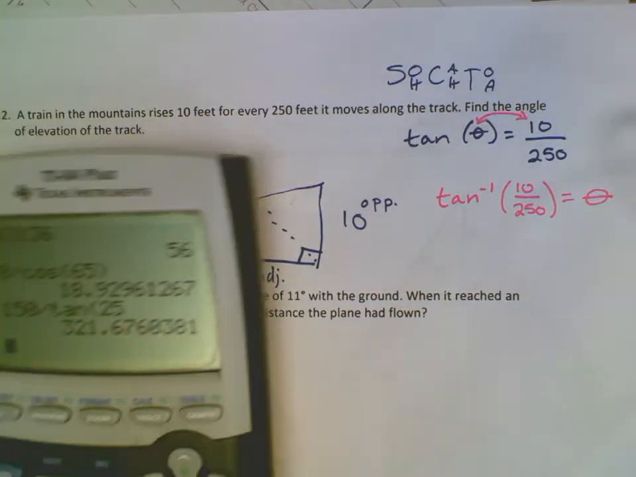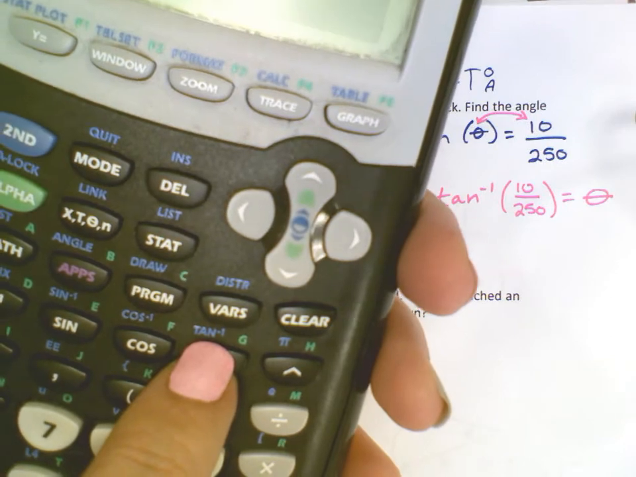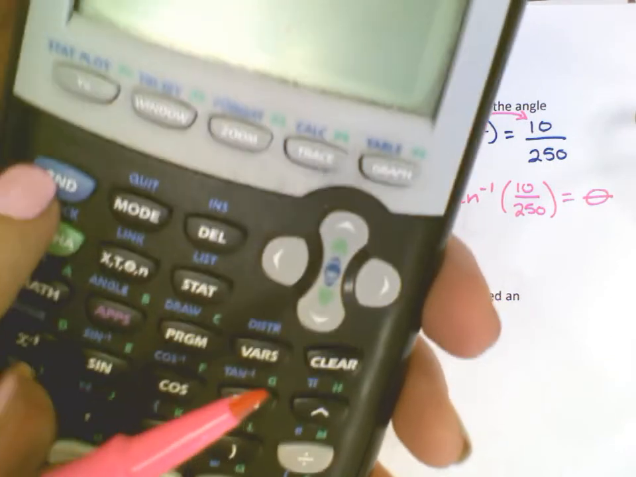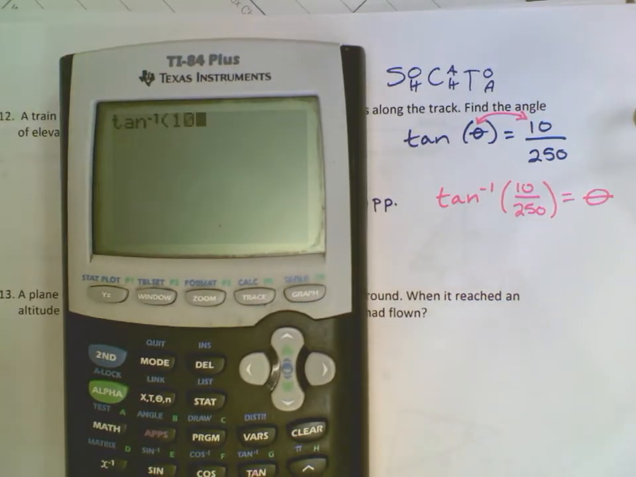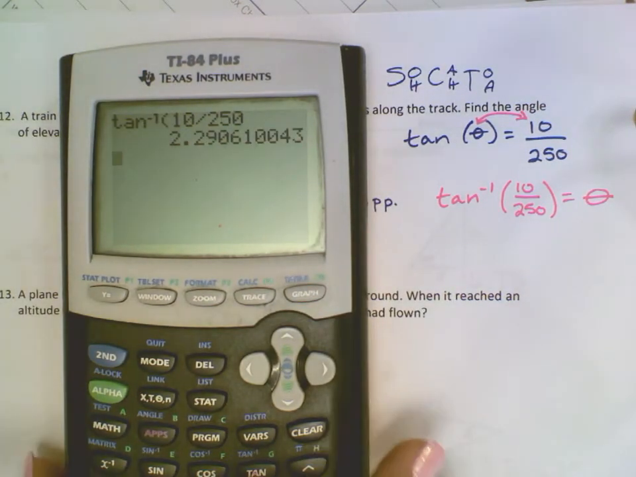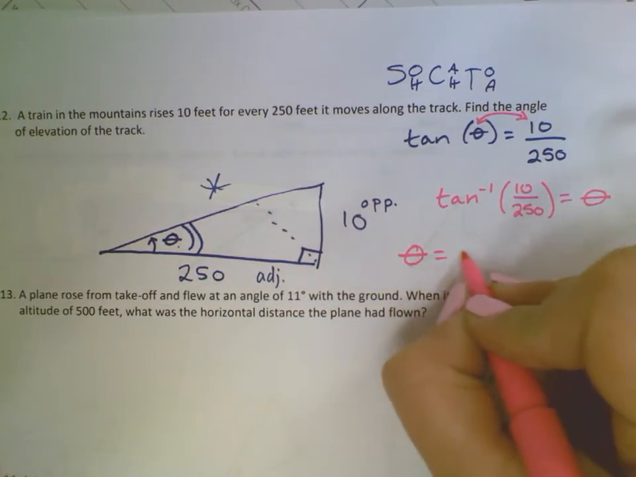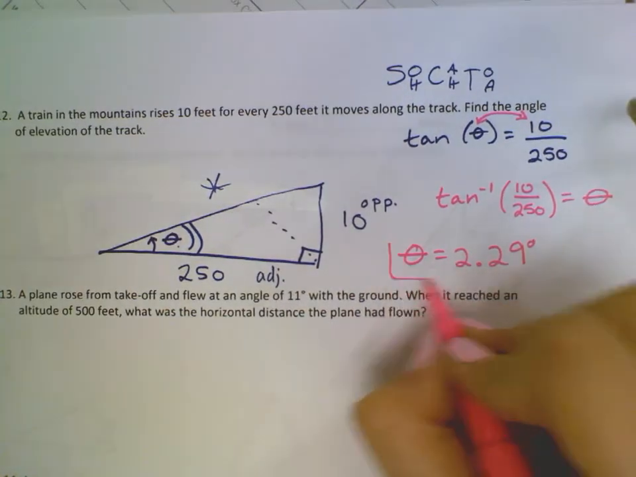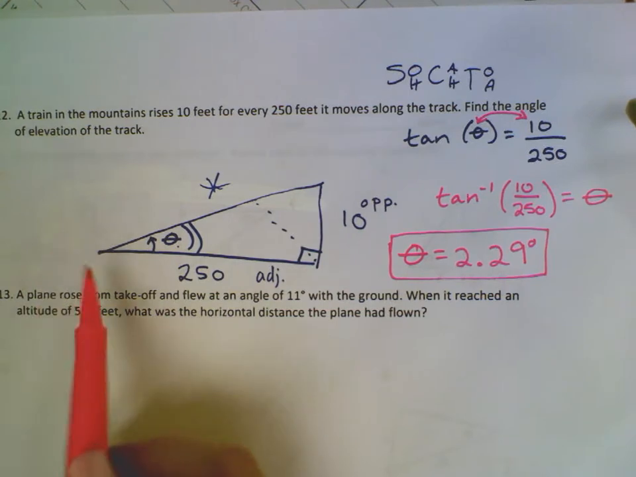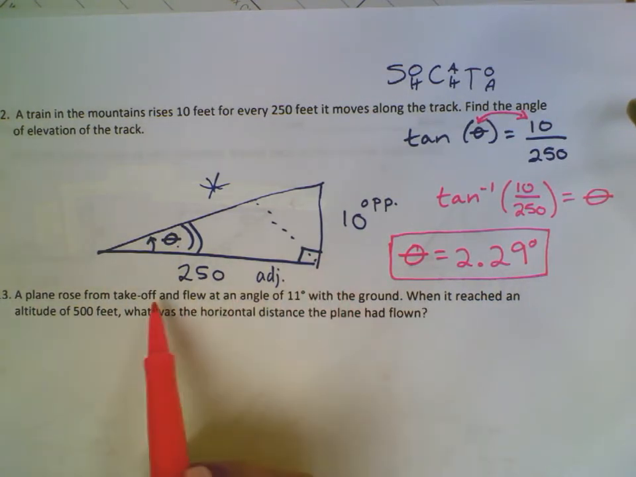Then from there, I need to find my inverse tangent, which is this blue guy right here. So I need to press my blue button and tangent, and then it pops up inverse tan. 10 divided by 250 gives me 2.29. So theta equals 2.29 degrees. And if you think about it, if I'm going to go 250 feet and only go up 10 feet, that angle needs to be very small. So yes, that is true.